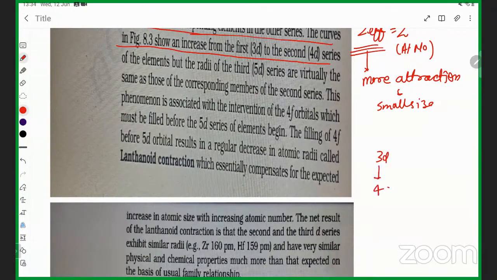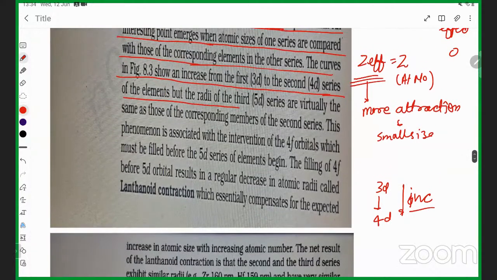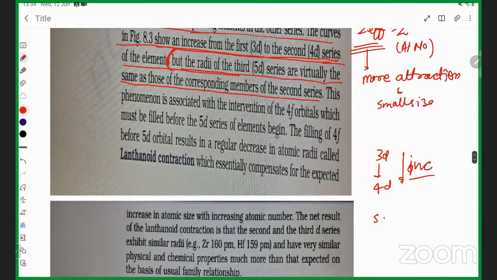From 3d to 4d, the radii increase, because size increases down the group. But here you see that the radii of the 5d series are virtually the same as those of the corresponding second series. So if you are talking about 5d, they are the same.